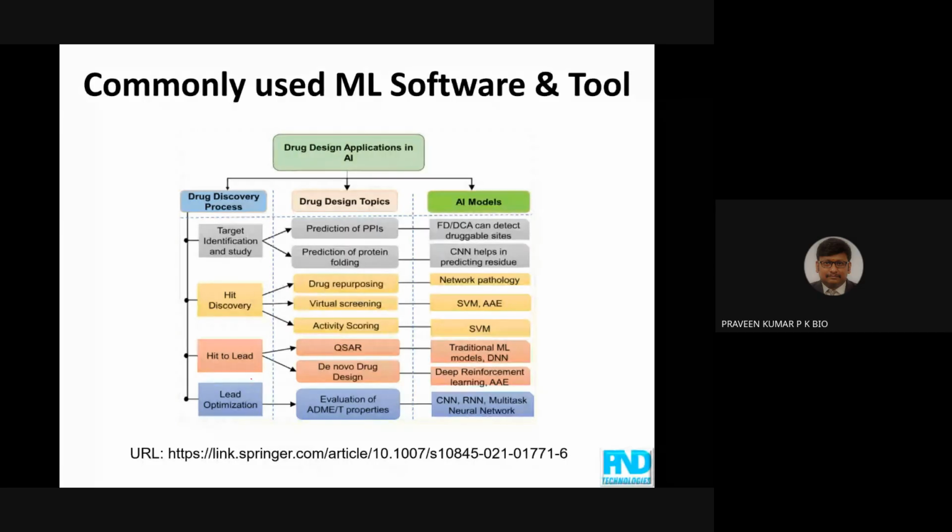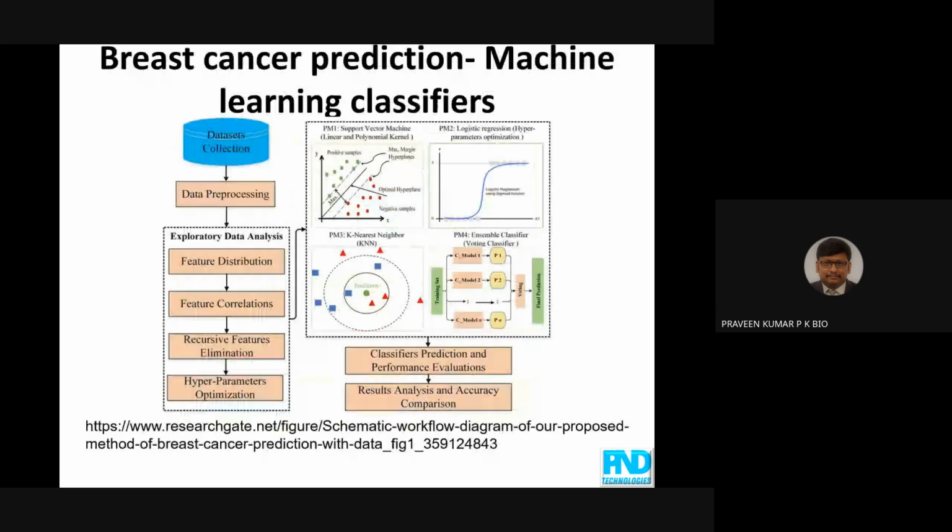And also you can see an application from hit to lead, in de novo drug design, and even in lead optimization. Okay, so how do we get the ADMET properties from different databases? Also, it works on neural networks, multitask types of neural networks.